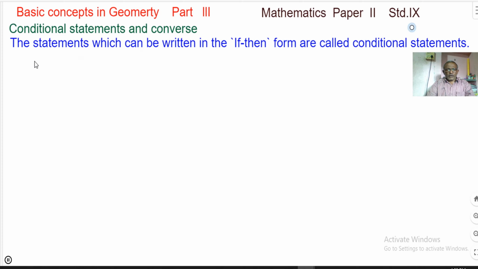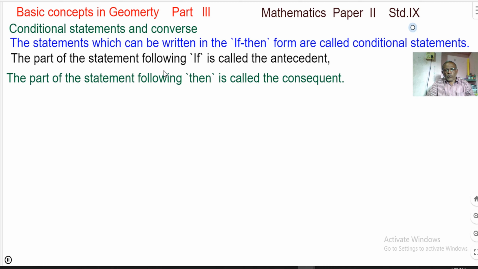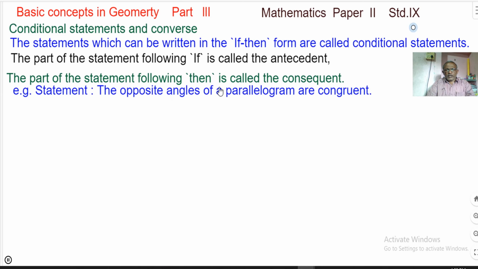Conditional statements and converse. The statements which can be written in the if-then form are called conditional statement. The part of the statement following if is called the antecedent. The part of the statement following then is called the consequent.